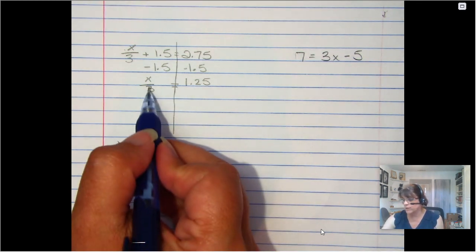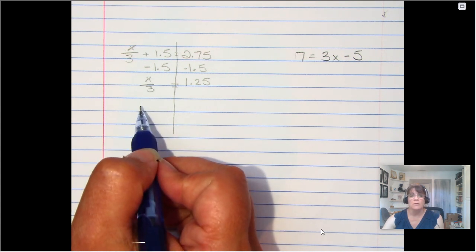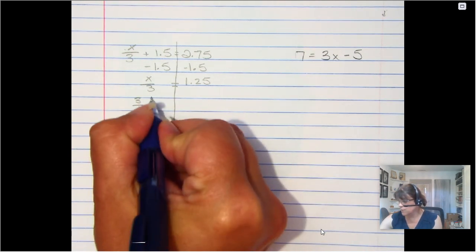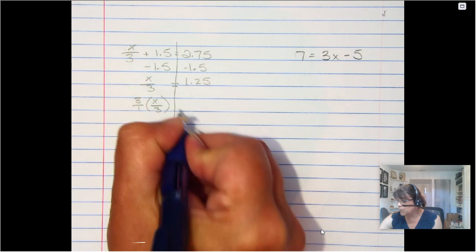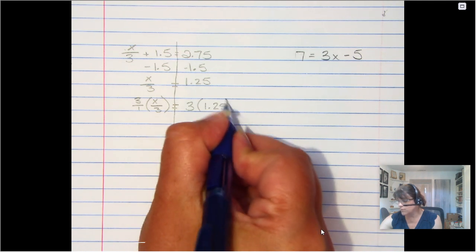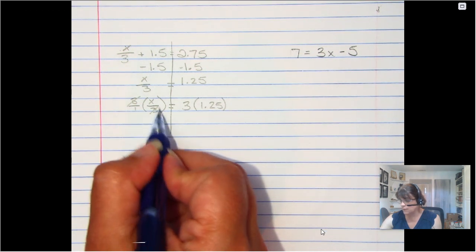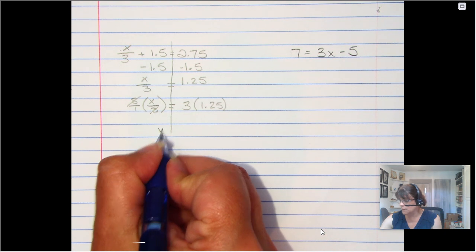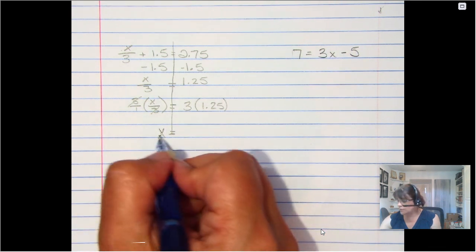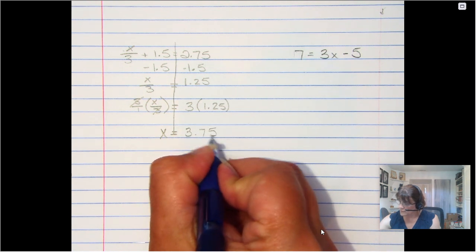Okay, now we get to the bodyguard. At this point, X is being divided by 3. Well, the opposite of dividing by 3 is multiply by 3. So I'm going to multiply both sides of my equation by 3. Multiplying this side by 3 cancels out that denominator, which was the entire point, and we have X isolated. You have freed X. The value of freed X is 3.75.